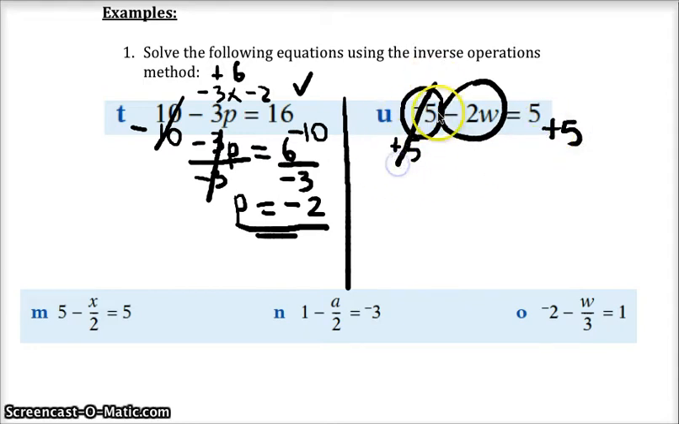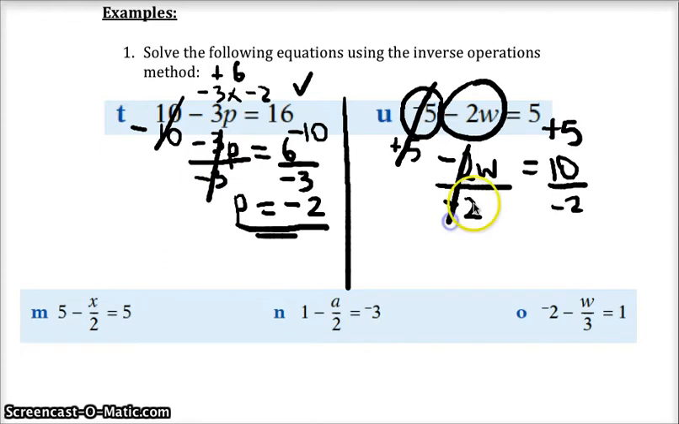Minus 5 plus 5 is 0. So I'm left with minus 2w equals 10, because 5 plus 5 is 10. Now this says minus 2 times w, so to get rid of the minus 2, I have to divide by the minus 2. Minus 2 divided by minus 2 is just 1, so I'm left with w equals minus 5. And you can check to see if that works in your original equation.